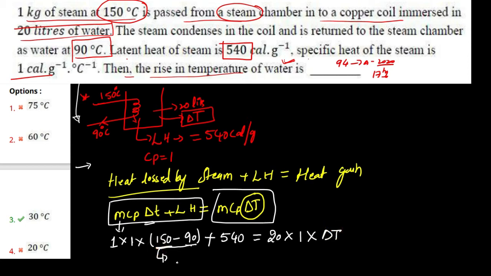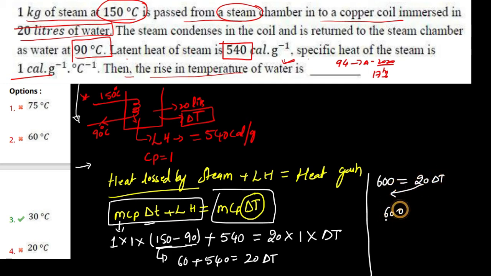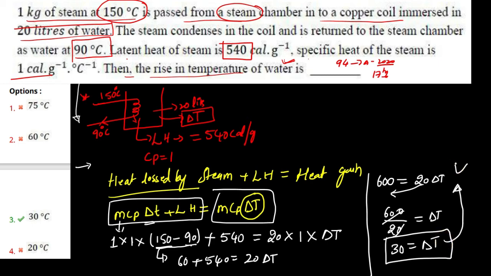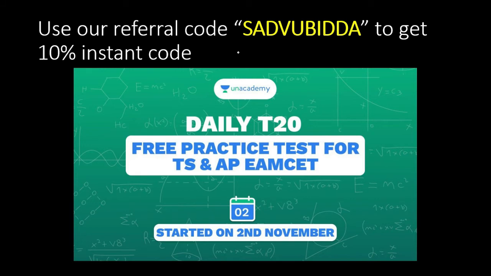Now 150 minus 90 will be 60, plus 540, which is equal to 20 times delta T. 60 plus 540 will be equal to 600, which is equal to 20 times delta T. Now if I take this 20 to the left side, it will become 600 upon 20, which is equal to delta T. Now if I cancel out, it will be 30, which is equal to delta T. Here, delta T is the change in temperature. That is our answer.